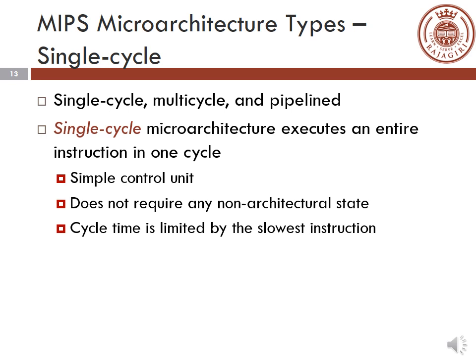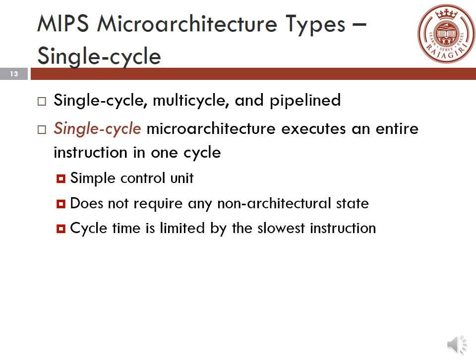We have already seen the designing of the control unit and data path. When it comes to single cycle, it has a very simple control unit, and it does not require any non-architectural state. We will define this in detail when we explain the single cycle microarchitecture, so we'll explain it later.